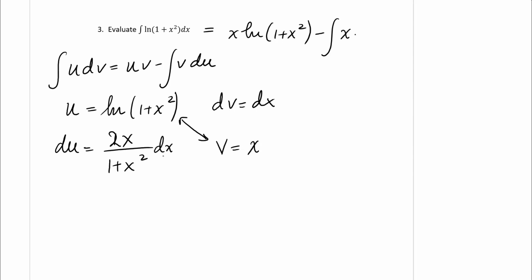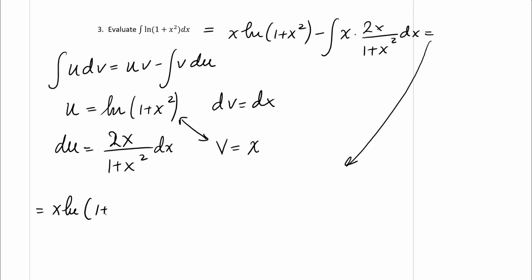Here I forgot to put dx. 2x over 1 plus x squared dx. So let's continue all the way here. We get x ln of 1 plus x squared, and let's work on this integral, which is minus, I can put the 2 outside, the integral of x squared over x squared plus 1 dx.